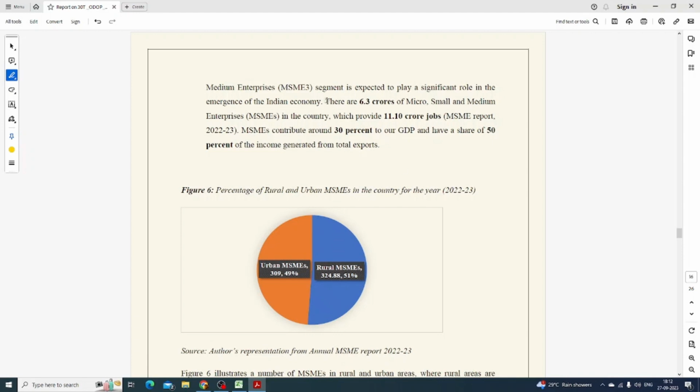And you can see this point over here. They are creating around 6.3 crore MSMEs in the country, which provide 11.1 crore jobs. So 11 crore people are getting jobs from MSMEs, and they also contribute around 30% to our GDP. So out of 3 trillion, if you calculate 30%, almost $900 billion is contributed by MSMEs in India.